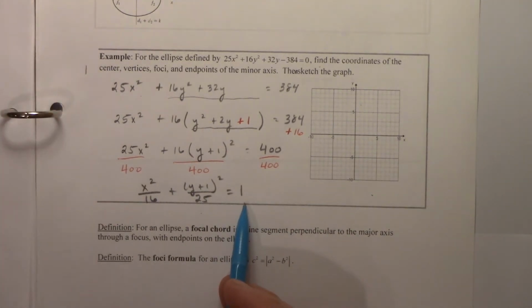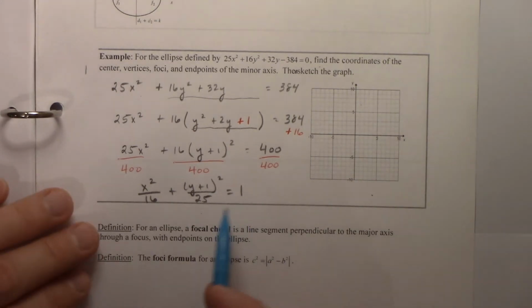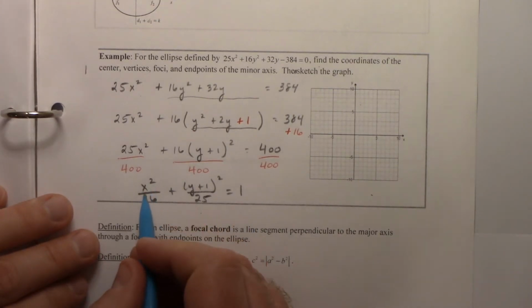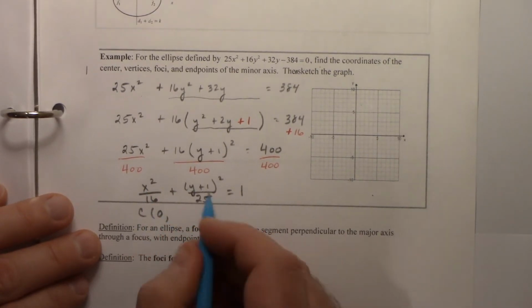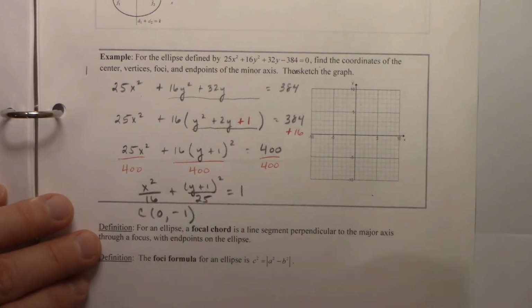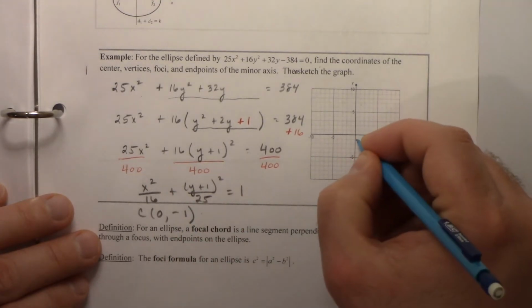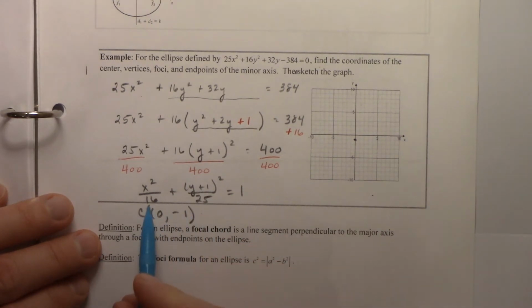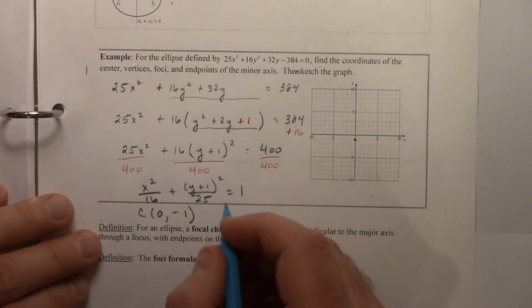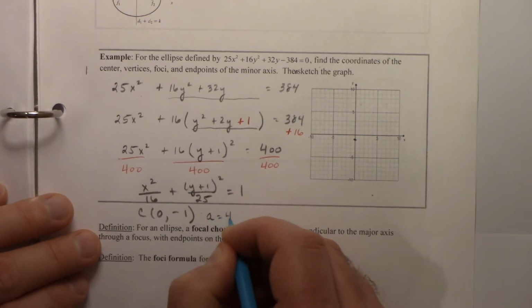Now, a couple of key things right off the bat that we can use in order to graph. Notice the center. This x value isn't adding or subtracting anything, so the center would be at 0 for the x, negative 1 for the y. So go ahead and mark that center point at 0, negative 1. Notice your a value, which is your horizontal radius, is equal to 4.